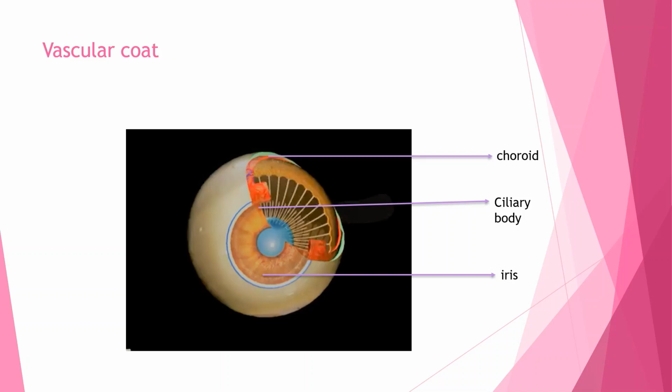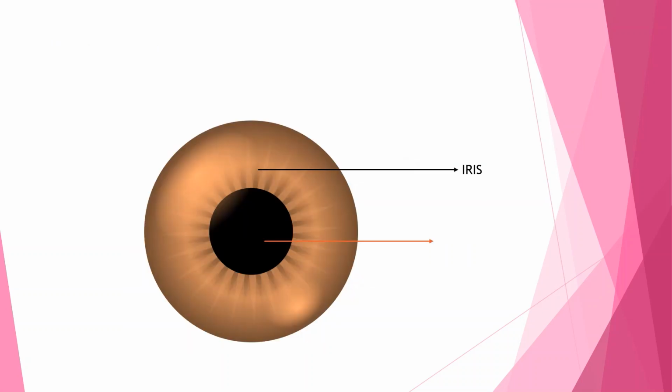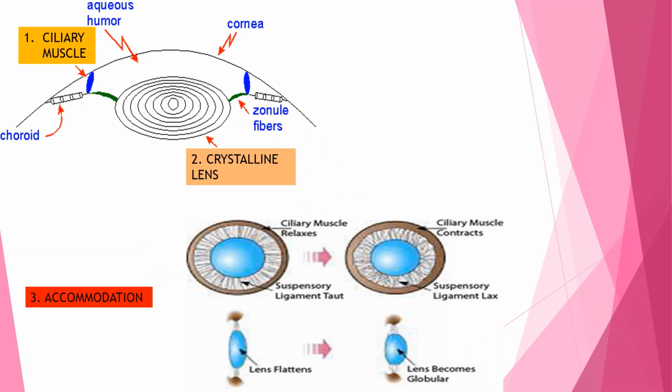Iris. Iris is the colored part of the eye. The amount of melanin pigment determines the color of the iris. It is a flat muscular tissue with both radial and circular fibers that rests in front of the lens and separates the anterior and posterior chamber. It controls the amount of light entering the eye by changing the size of the pupil. Pupil. It is the central opening of the iris. It becomes smaller in bright light and larger in dim light.